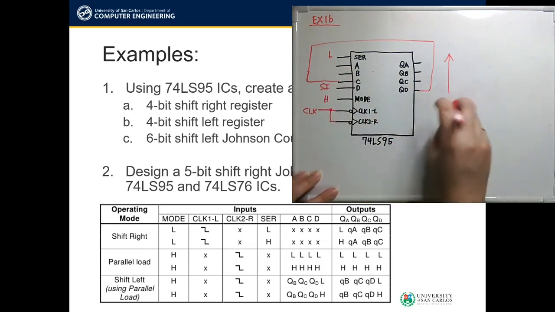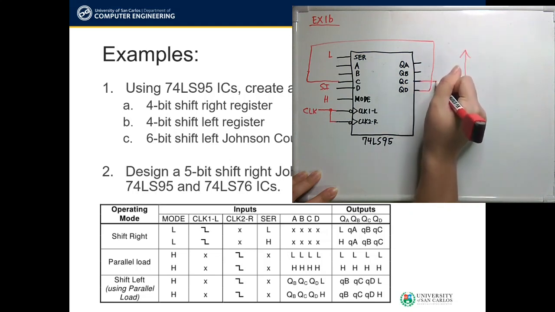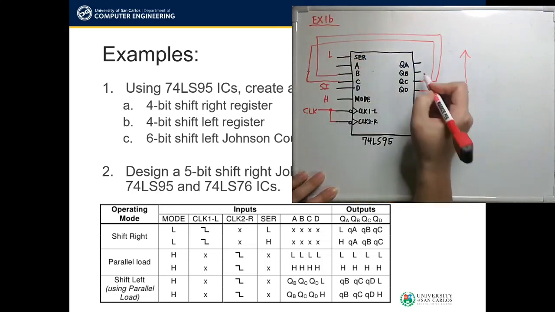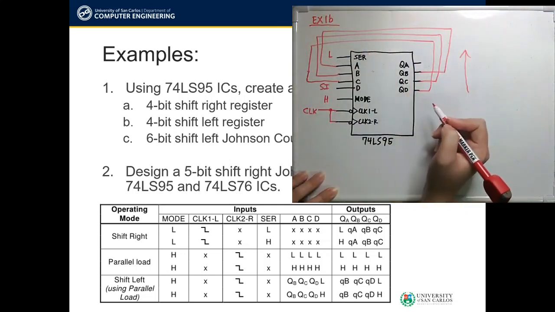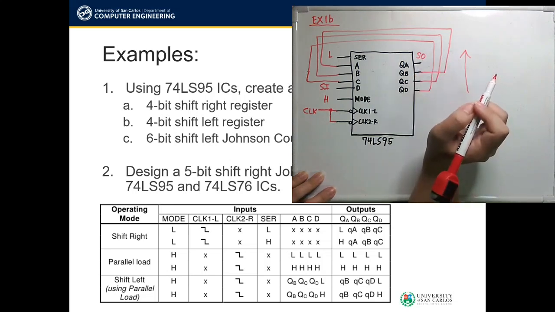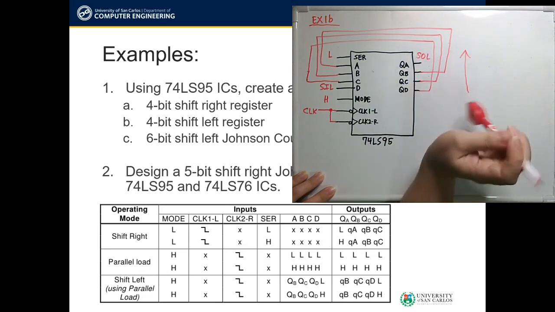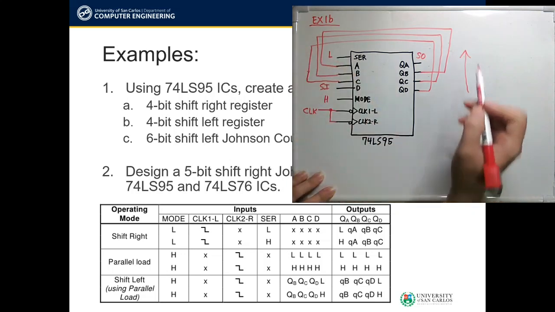The output of C is connected to our input B. Our output B is connected to our input A. And finally, our QA output here is our shift output. If you want to be specific, you can put this as SIL and SOL. But in this case, there's no need because this is only a unidirectional shift register, shifting to the left.